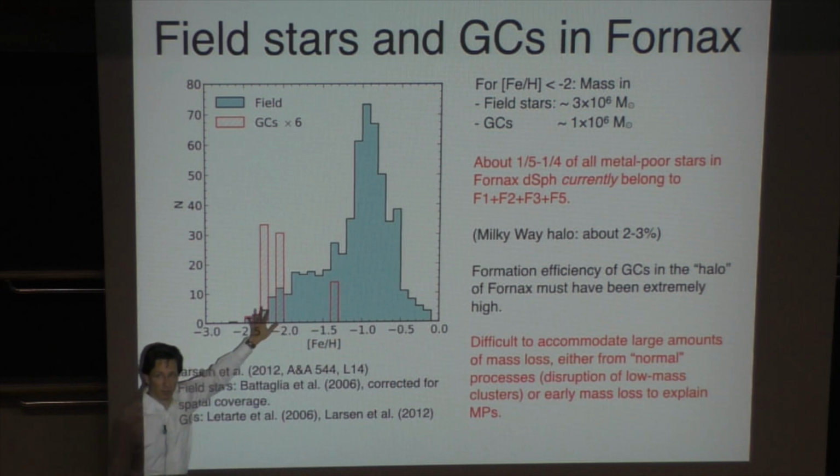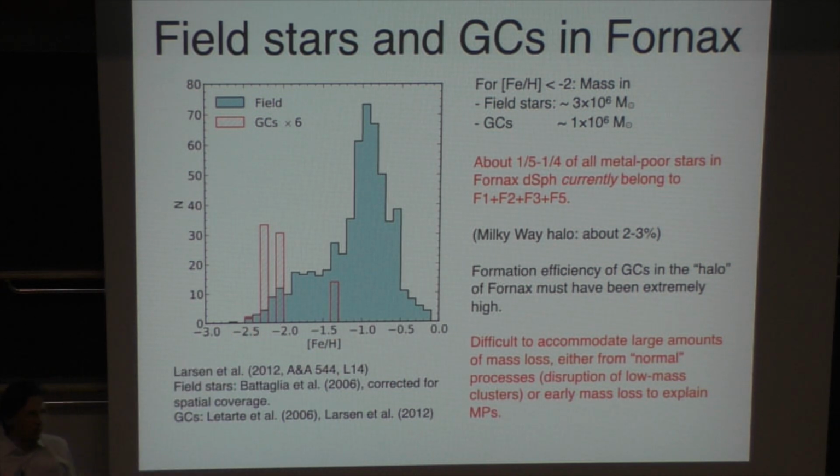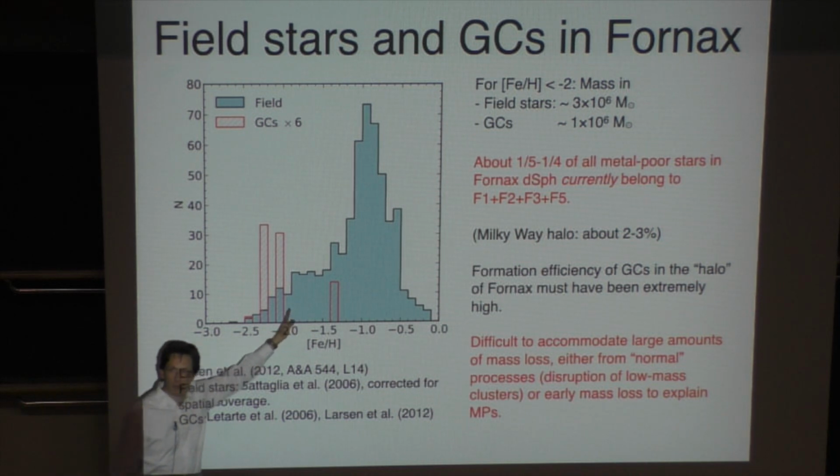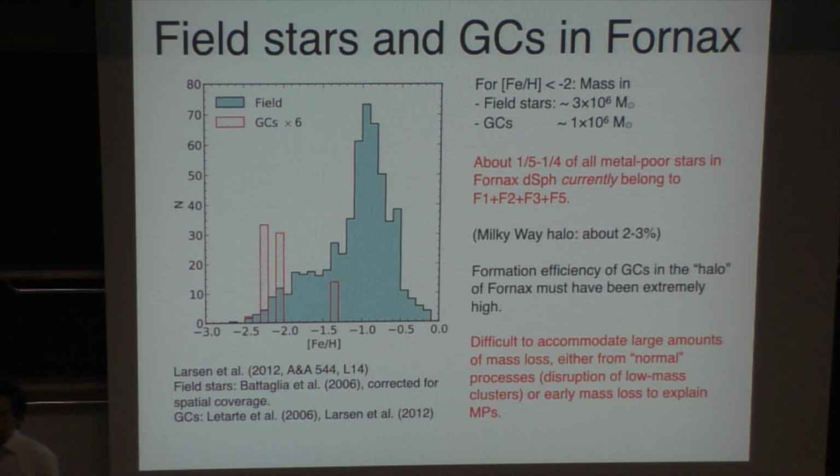This is the distribution of the globular clusters. So there's a big difference there. And it turns out that down in this tail here, below -2 or so, there's just a few million solar masses of stars, 3 million solar masses or so. And there's about 1 million solar masses in globular clusters. So a quarter of the stars or so belong to globular clusters down there.